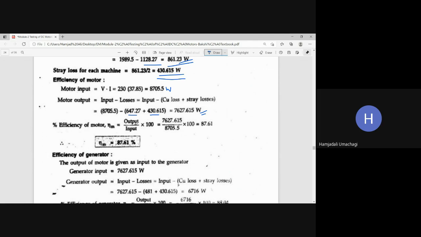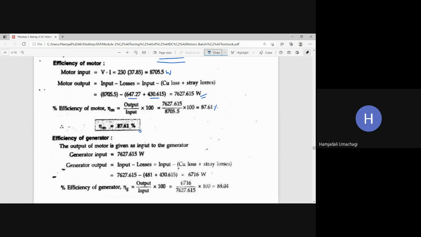So after calculating output and input, let us calculate the efficiency of the motor. Eta m is equal to output by input into 100. Where output is 7627.615 watts divided by input, 8705.5, into 100, which is going to be 87.61 percent. So this is the efficiency of the motor.